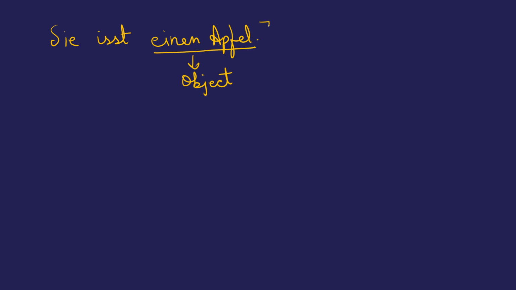Sie isst einen Apfel, which means she eats an apple. In this example, einen Apfel is the object and is representing the thing that is being eaten. So it is answering the question, what? What is being eaten?